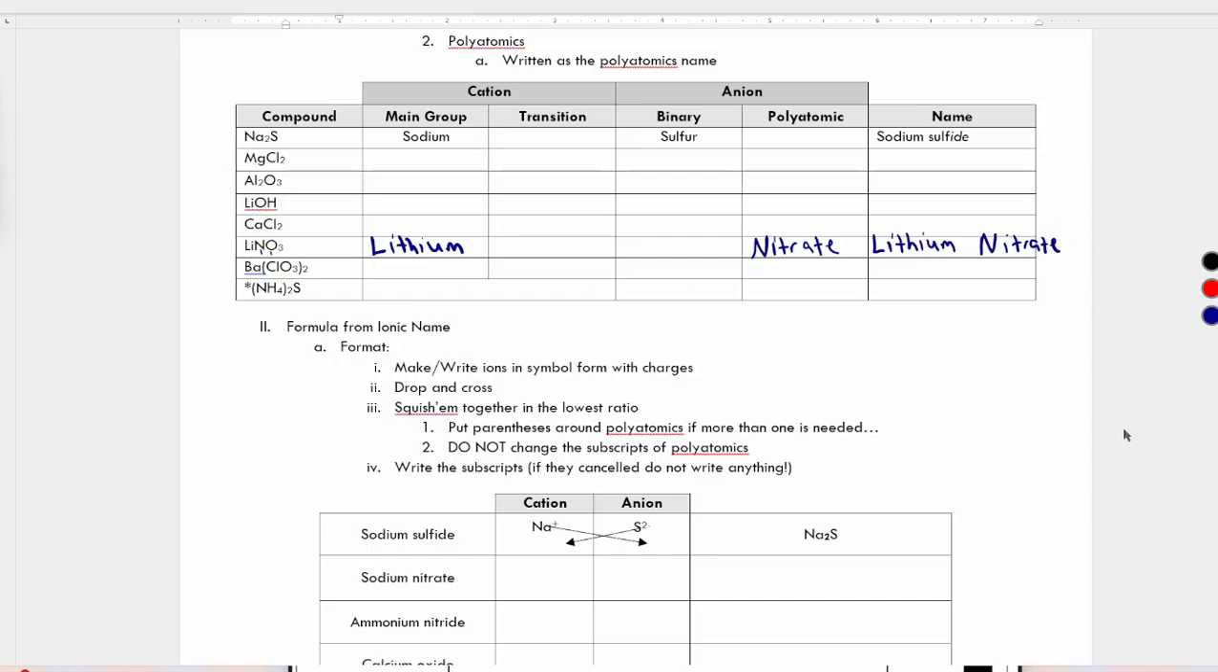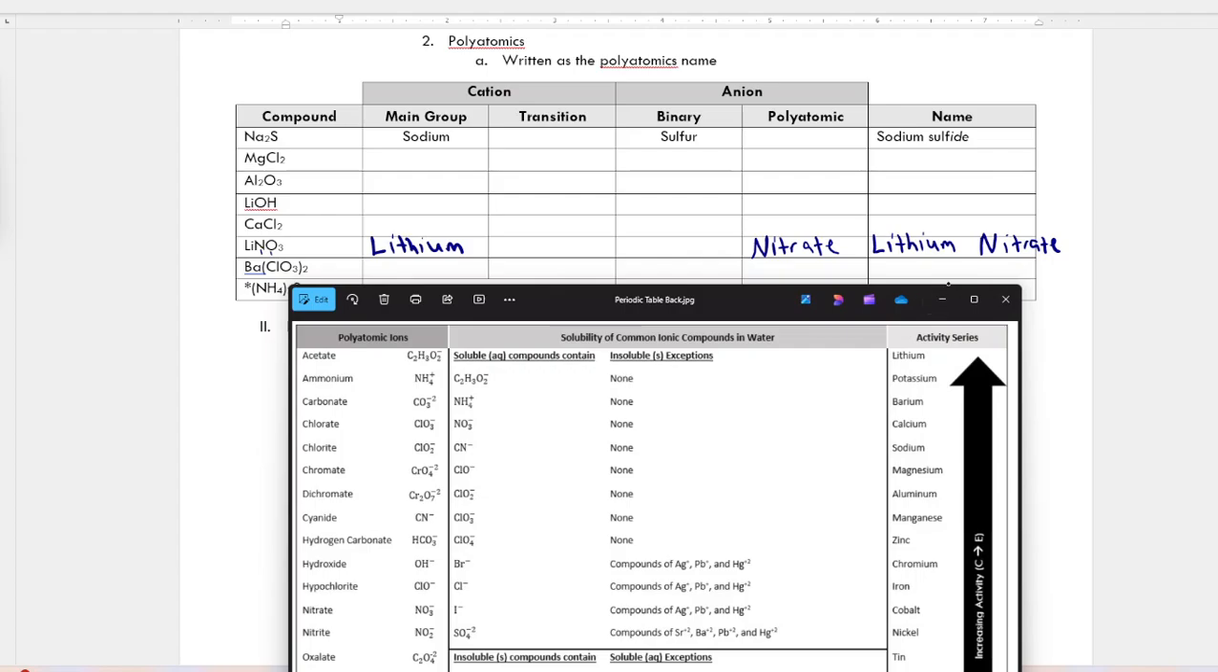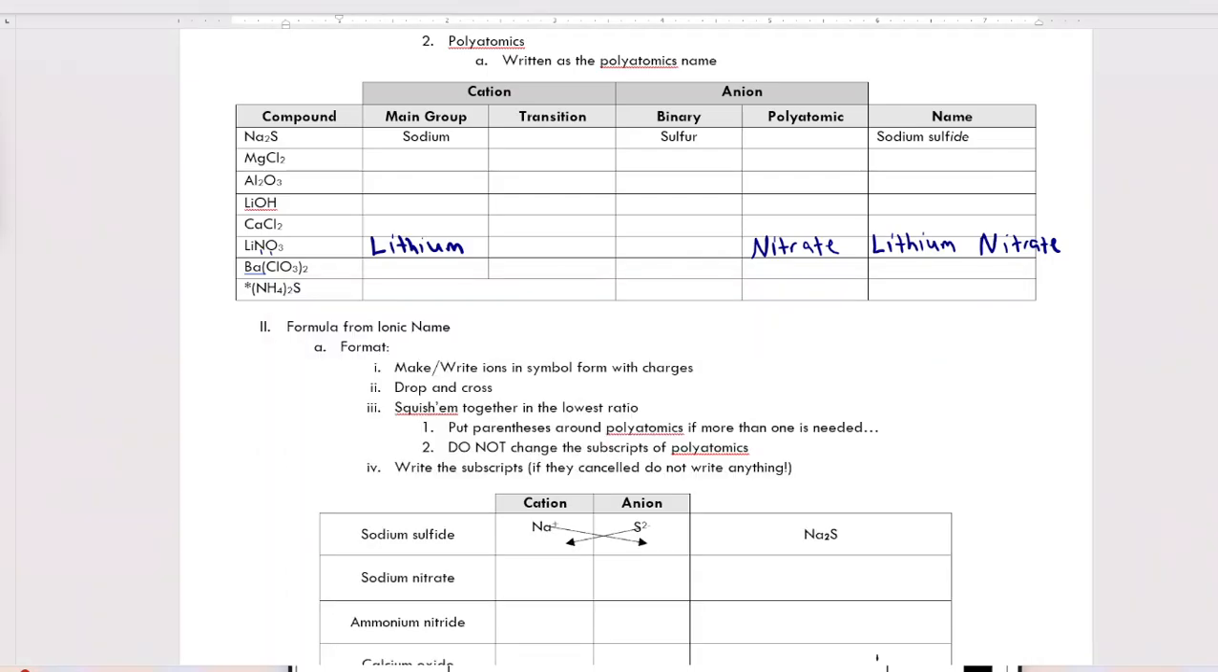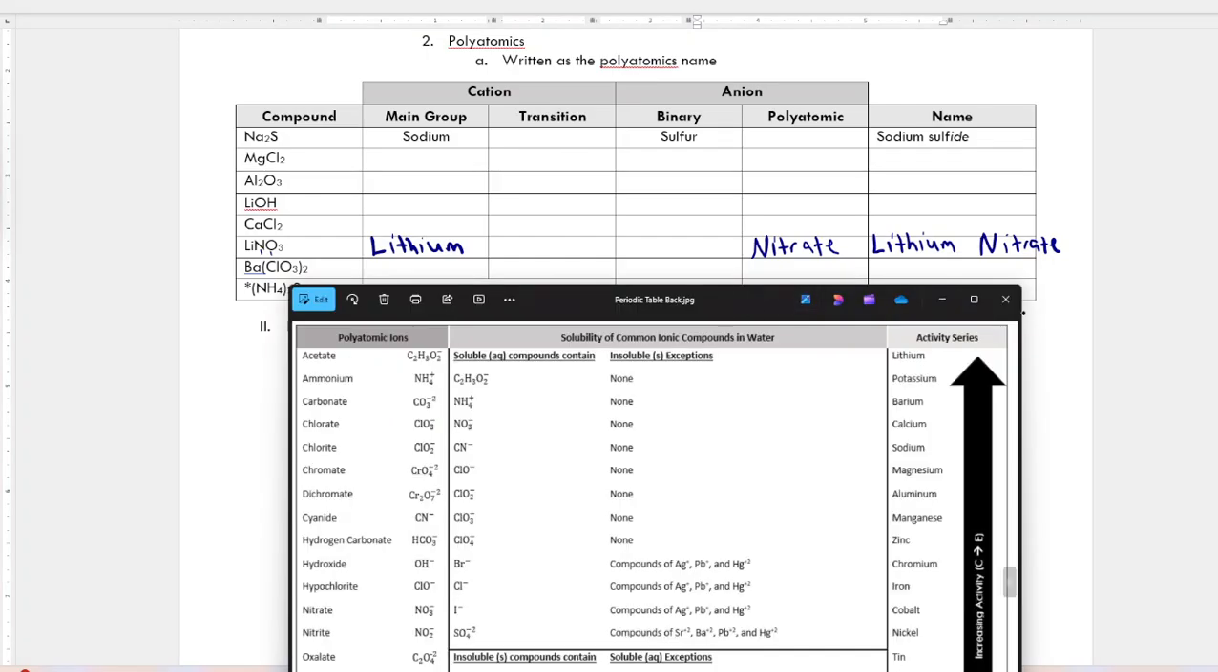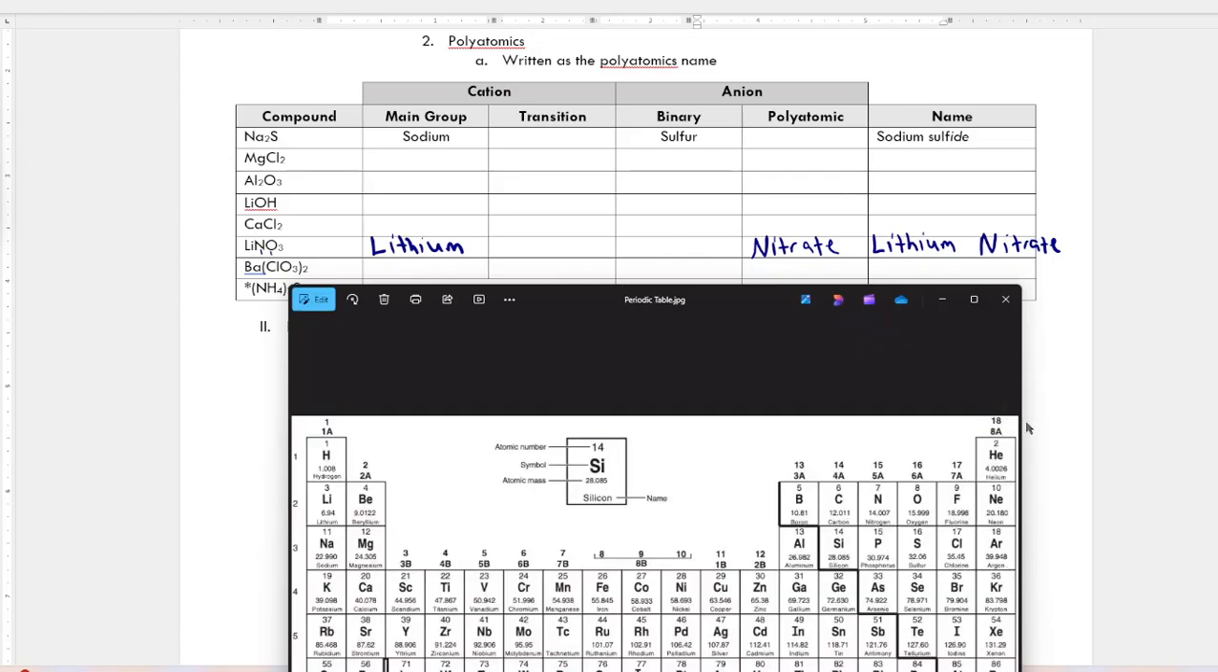All right, let's look at these last two. All right, Ba. Let's find Ba. Ba is way down here. It's in the second column. It's an alkaline earth metal. No, it's a main group metal. And that's called barium. And then it's in parentheses. It couldn't be more obvious. This is a polyatomic ion.